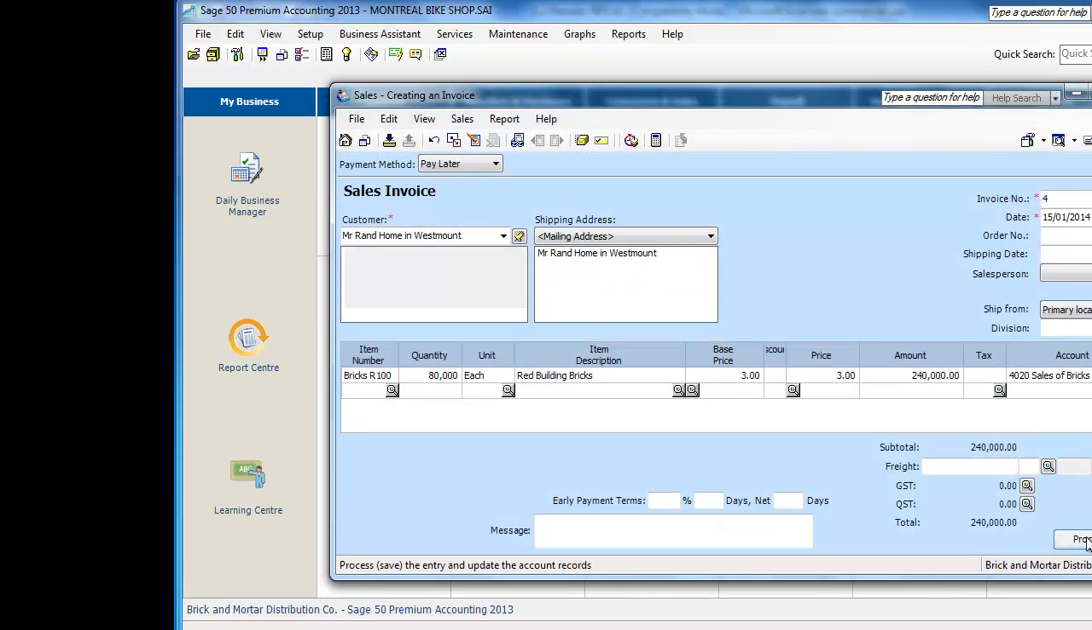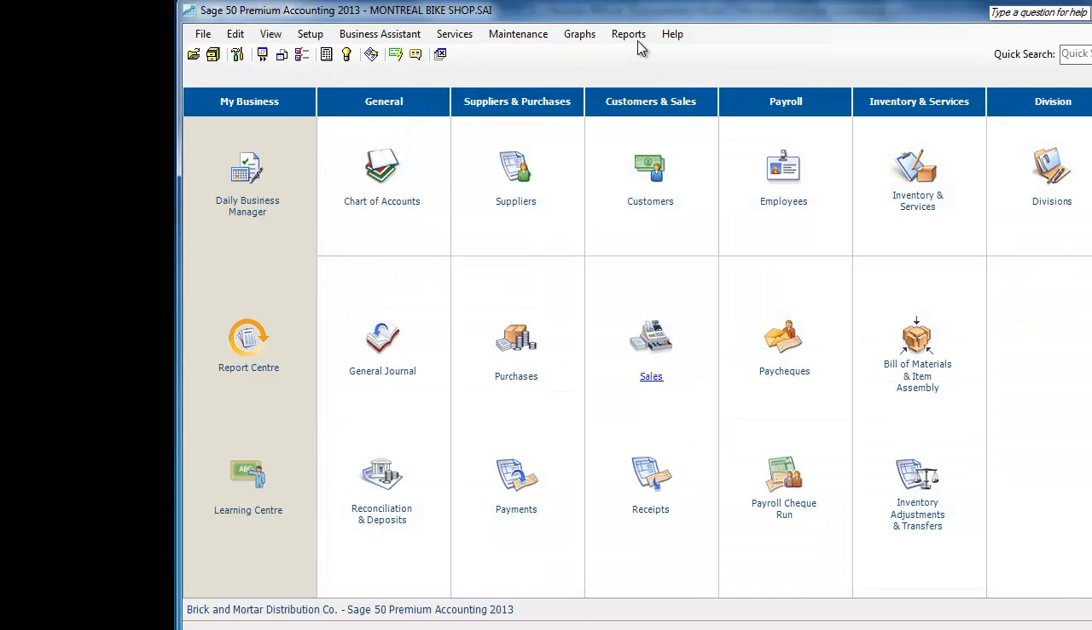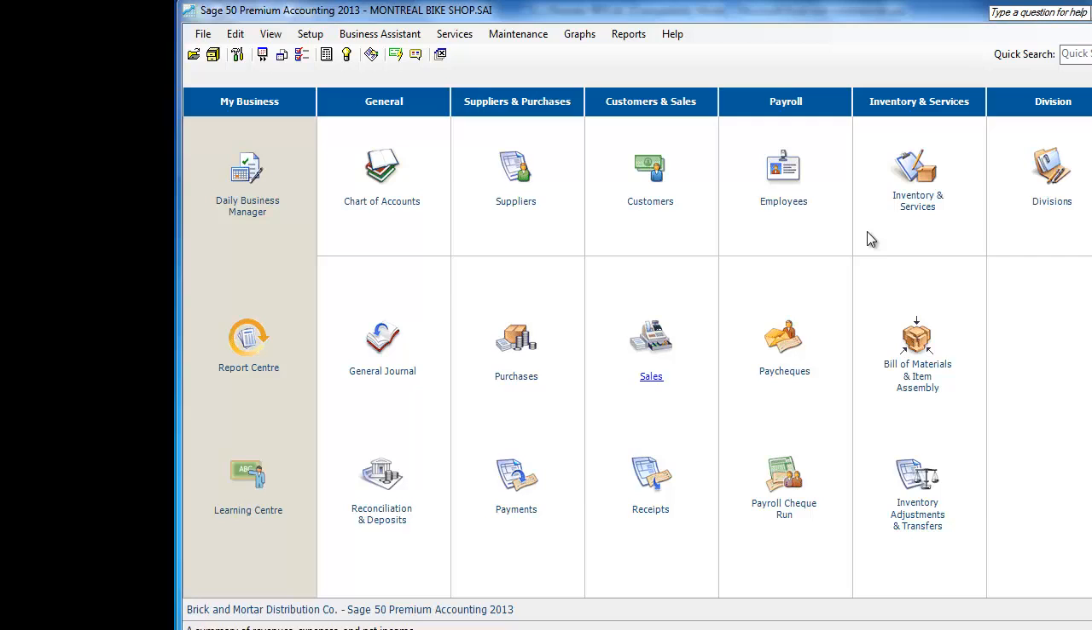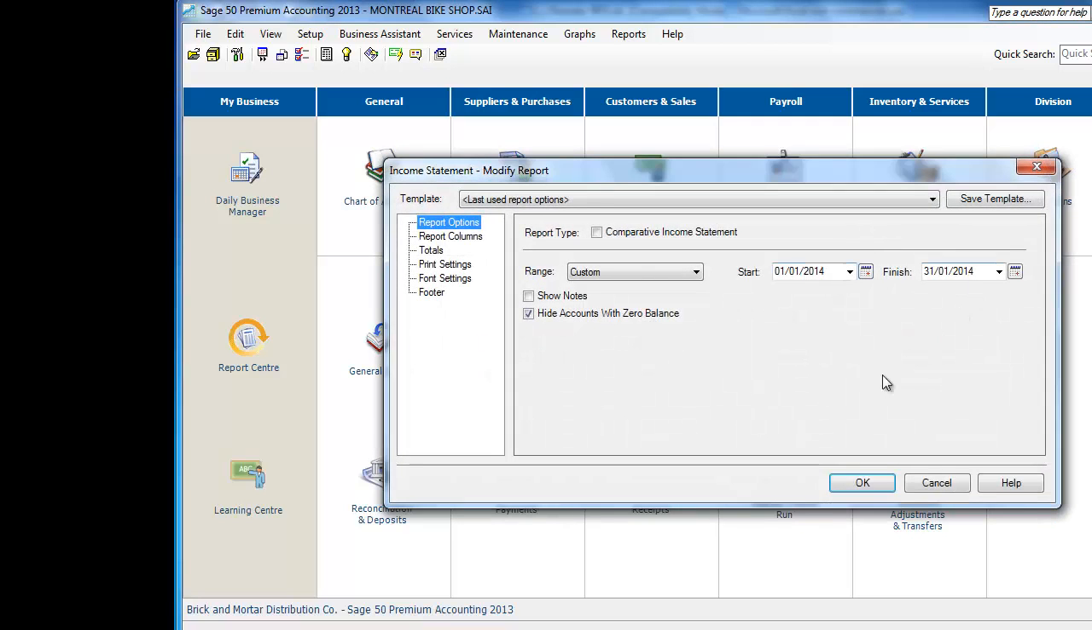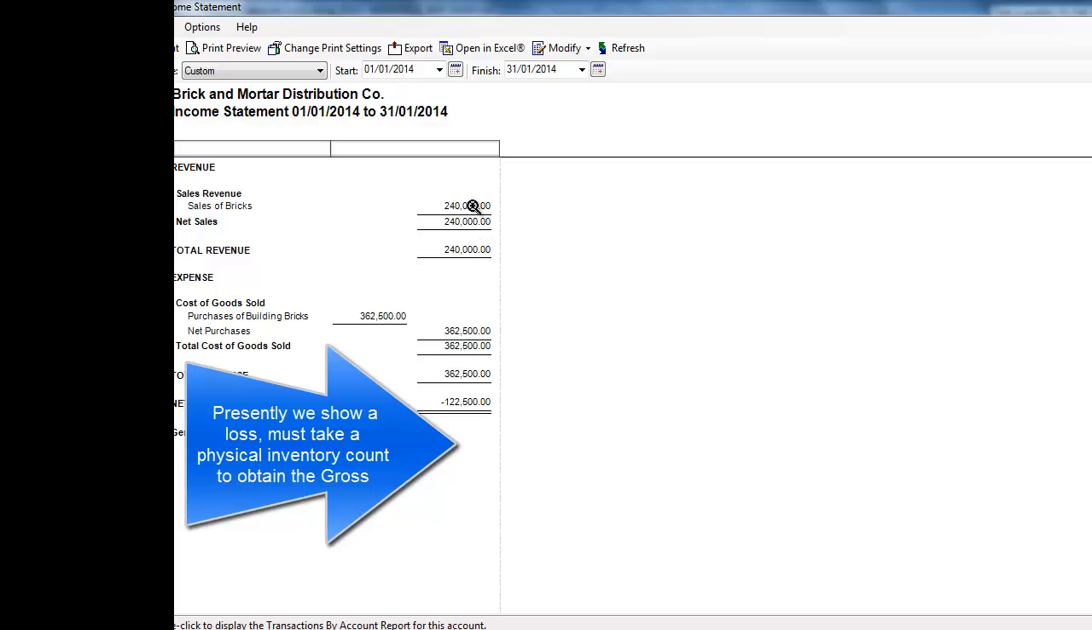If I process this transaction and say process, let's go to our income statement. From the 1st of January to the 31st, you'll notice that we have $240,000 as a sale, but our cost is $362,500. This is not true. We have not sold $362,500. We need to take a physical inventory count, and this is what we're going to do in the next video. Thank you.